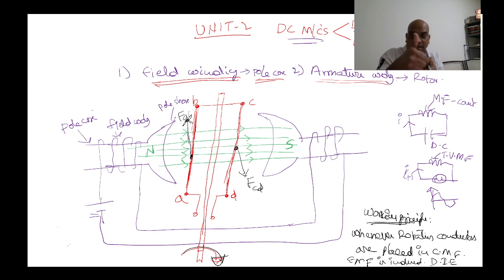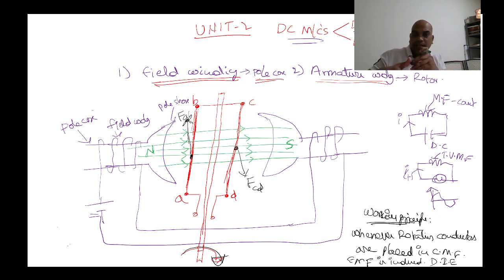The thumb represents the direction of force. Coming to these two conductors, this conductor is moving in upward direction, this conductor is moving in downward direction. Now how will you apply the direction of motion of the conductor? Here the thumb represents the direction of motion of the conductor.